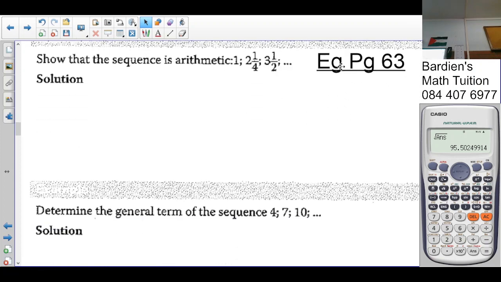First example. Show that the sequence is arithmetic. So when would something be arithmetic? It is when it has a common difference. So write that down. To prove that the sequence is arithmetic, we prove that it has a common or constant difference.